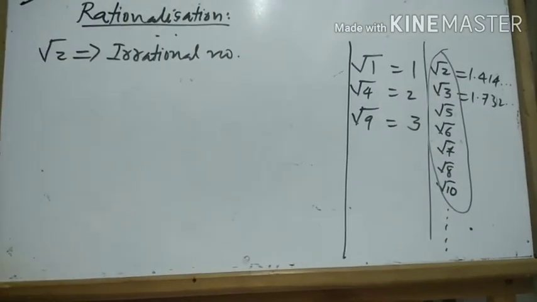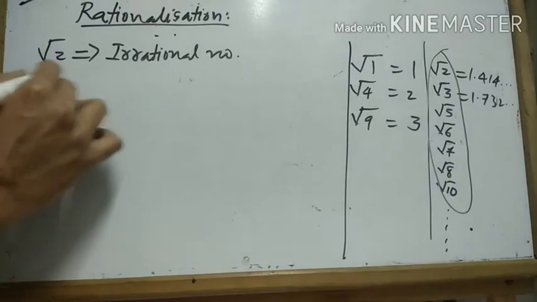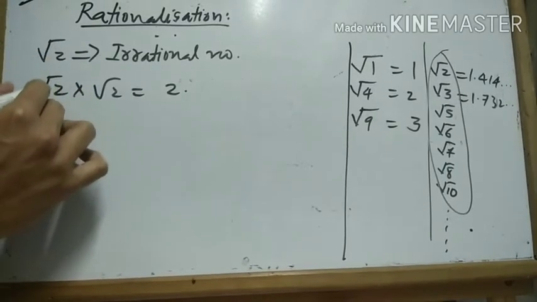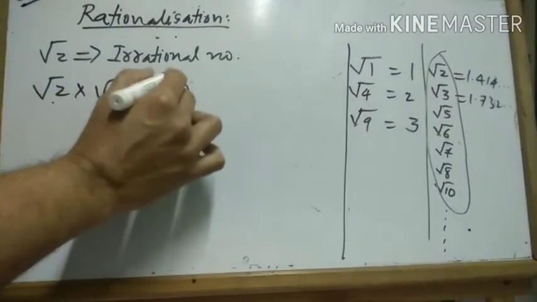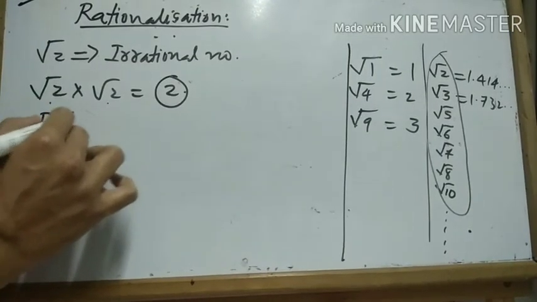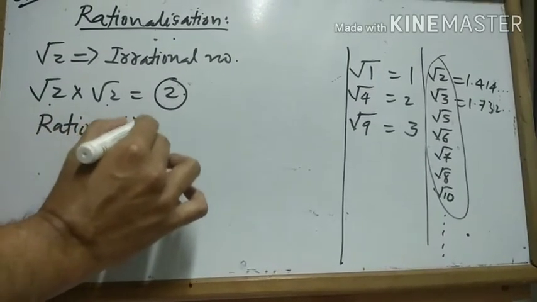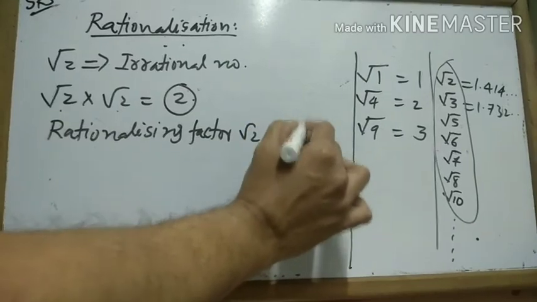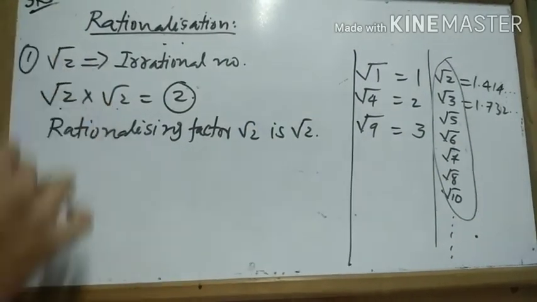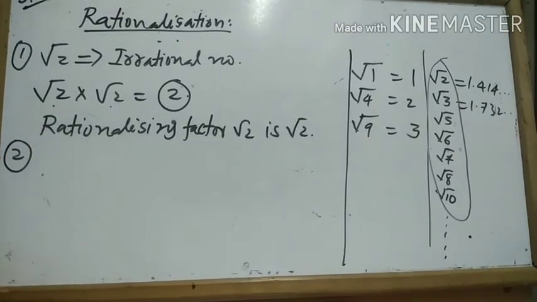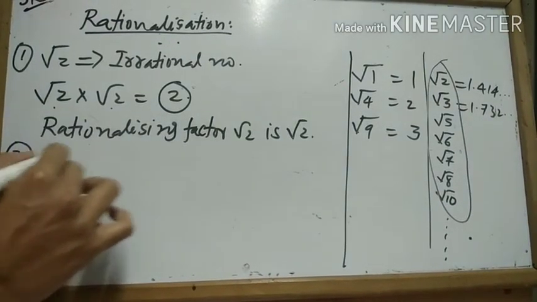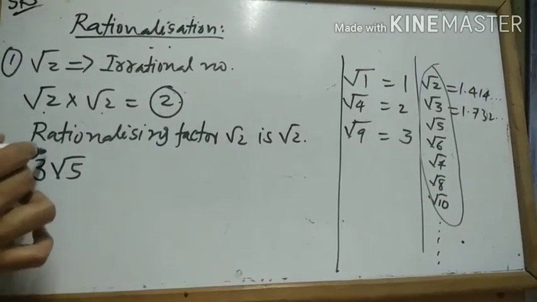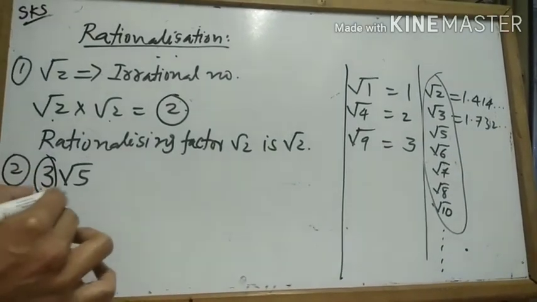Now if I want to make this irrational number a rational number, what I have to do is multiply root 2 by root 2, then it will be 2. So multiplying root 2 by root 2 gives me a rational number. So I can say that if I want to rationalize root 2, then the rationalizing factor of root 2 is root 2. I will explain with one more example so it becomes clearer. Say, for example, I have 3 root 5 and I tell you to rationalize 3 root 5. Now my dear friends, 3 root 5 has two components. One is 3 and the other is root 5.